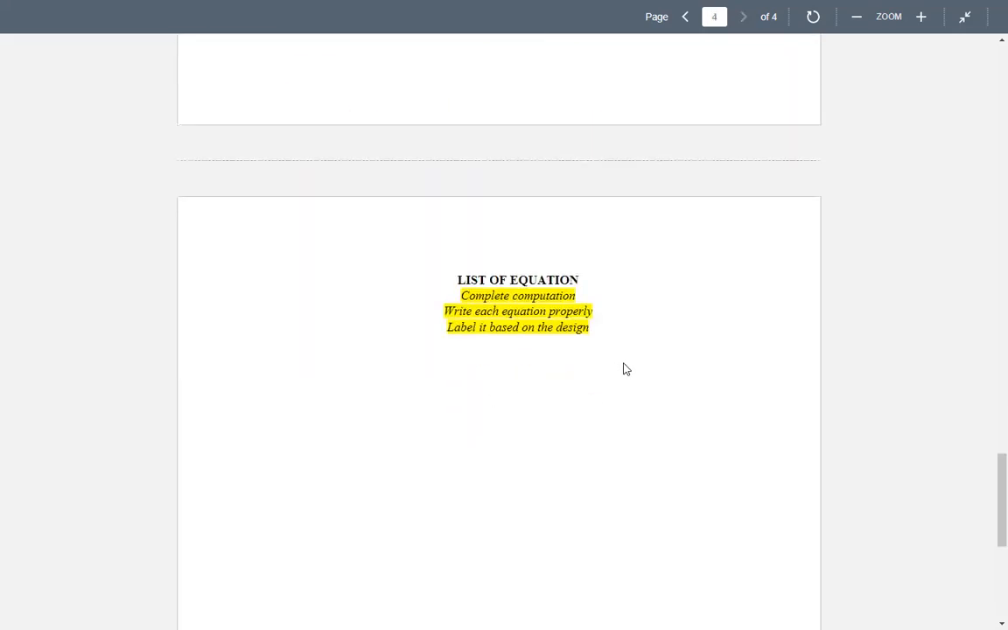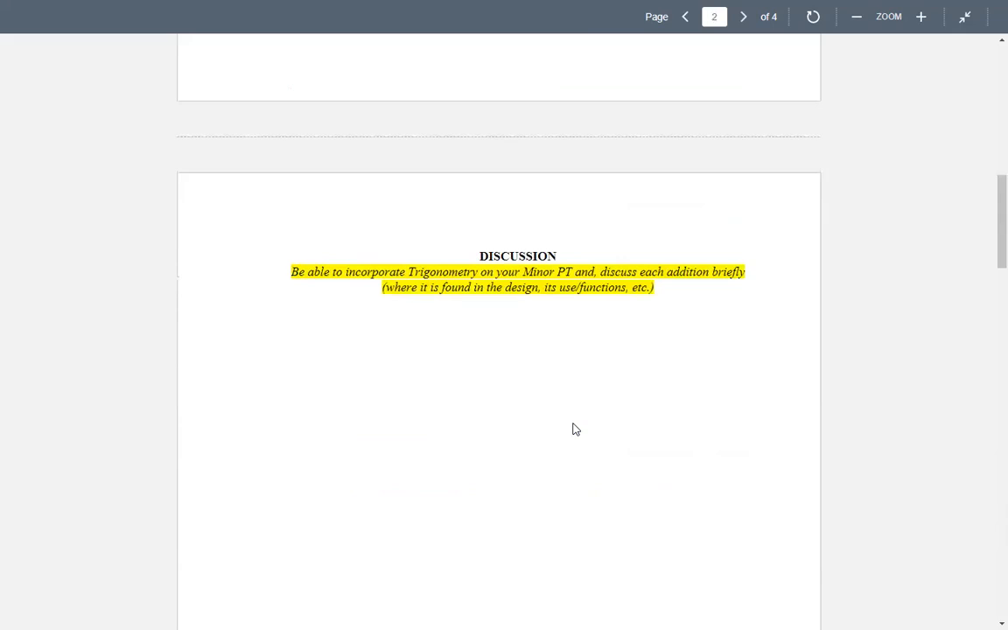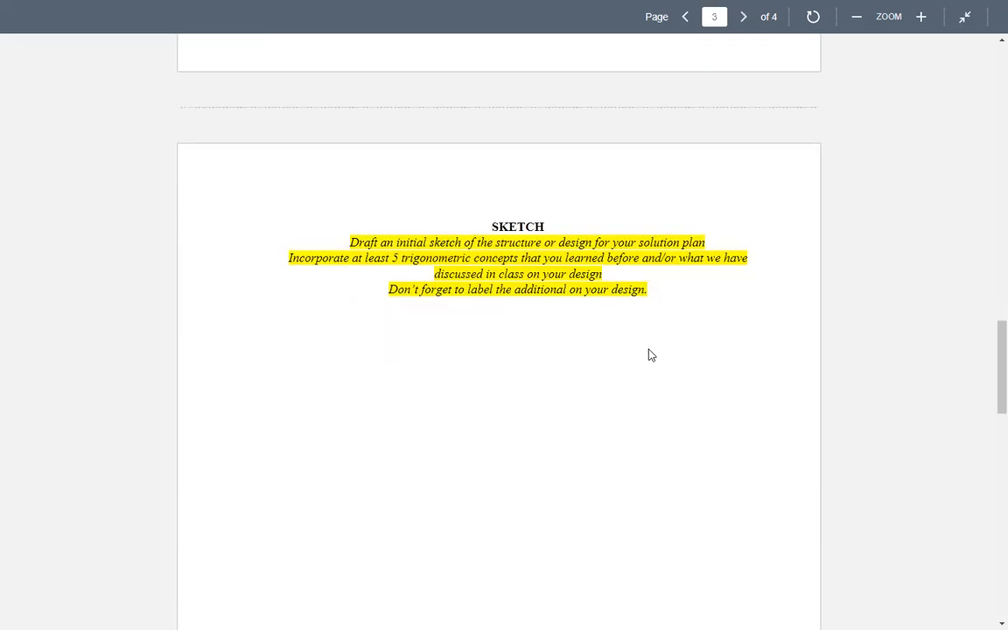And lastly, list of equations. So you just write it there. Write the complete computation, the complete given. Next, write each equation properly and label it based on your design. So again, this is actually similar with what you did with your scaffolding number 2 last quarter, if you can remember. It's like your draft of your final PT or your major PT. So you just follow these instructions in doing each part of this minor PT.